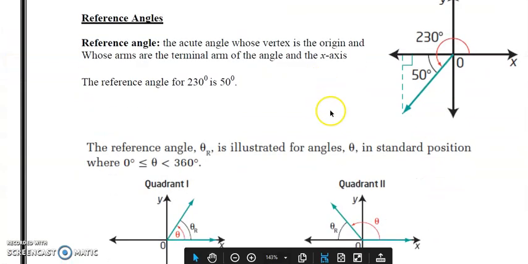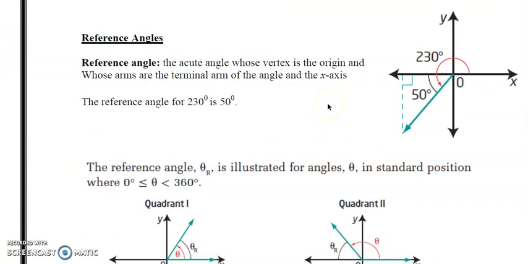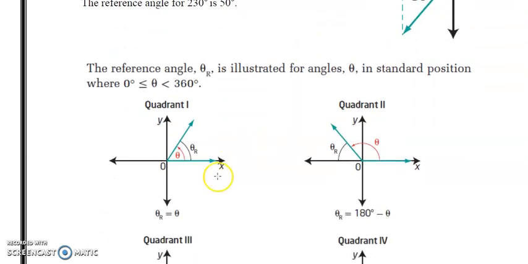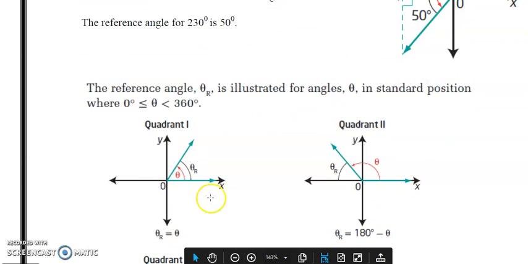Let's look at what a reference angle is. I showed you that before. It says the reference angle is the acute angle whose vertex is the origin and whose arm, or the terminal arm of the angle, and the x-axis. So the reference angle is on the x-axis. So it doesn't have to be positive. So the reference angle will always be between 0 and 90 degrees. I should have said that there. Okay? So I'll show you what I mean here in a minute.